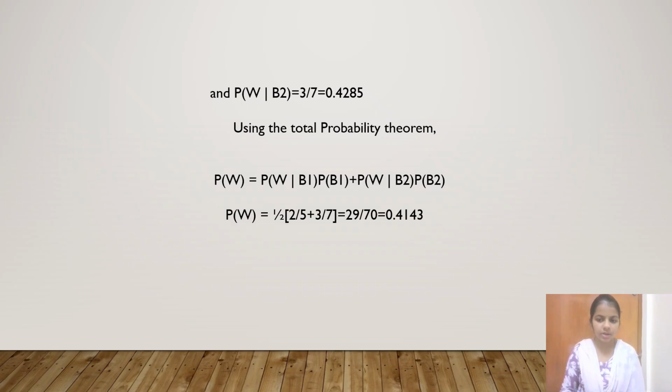If we simplify that further, it is 0.4143, because the probability always lies between 0 and 1.